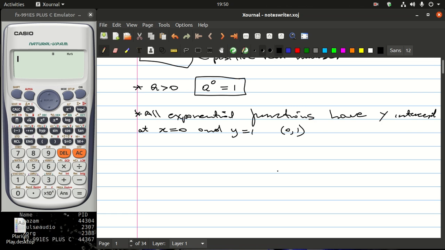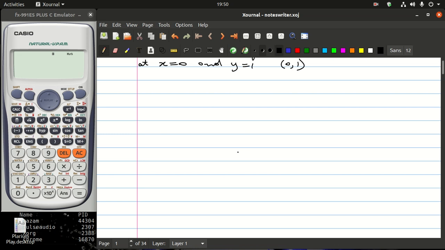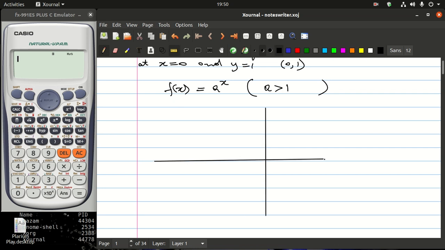Now, for this one here, first of all, we have f of x, and this f of x is a to the power x. But now, I want us to have the first case whereby we're dealing with a is greater than 1. So we're getting a value that is greater than 1 here. What are the shapes of these particular functions and how do they look? And how can we compare them?